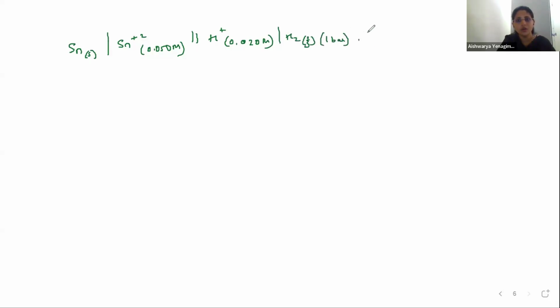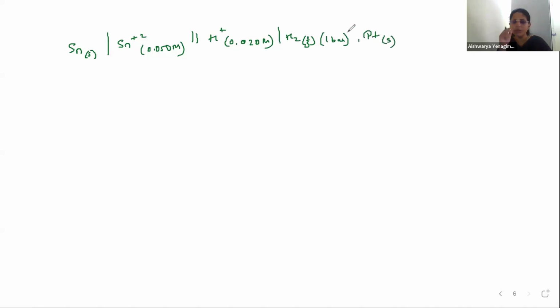Okay. Now let us take an example. Using the Nernst equation, calculate the EMF for the following cell at 298 K. Okay, I'll write the cell representation, please see. Sn solid bar Sn2+ 0.050 molar concentration, double bar H+ 0.020 molar concentration, bar H2 in gaseous form at 1 bar atmosphere, comma, platinum inert electrode.